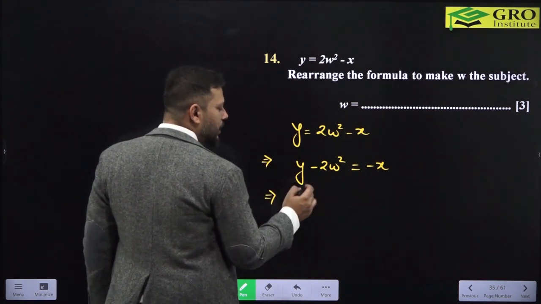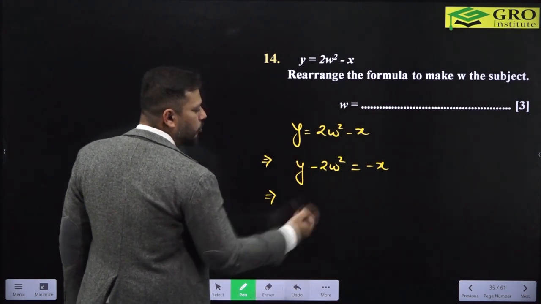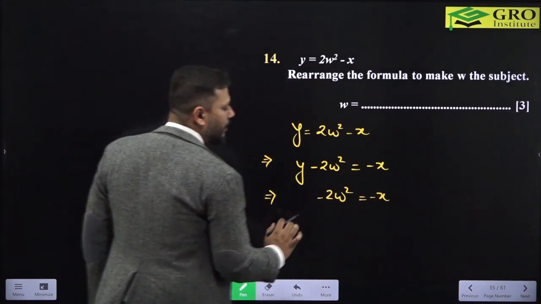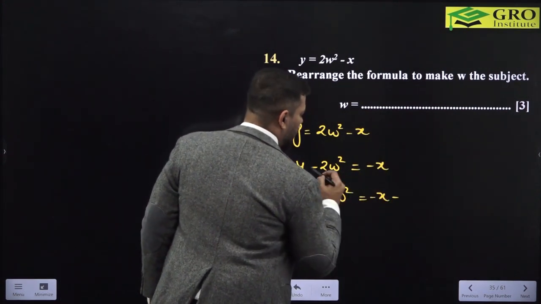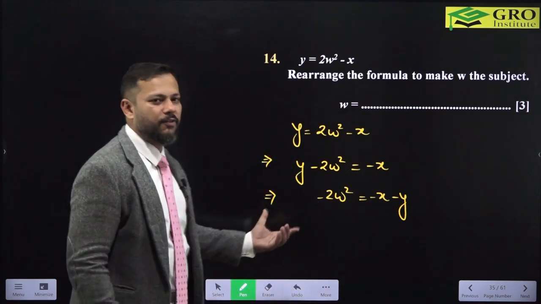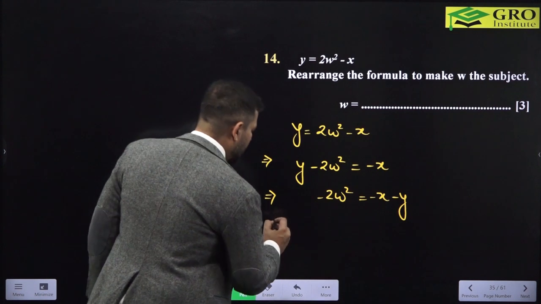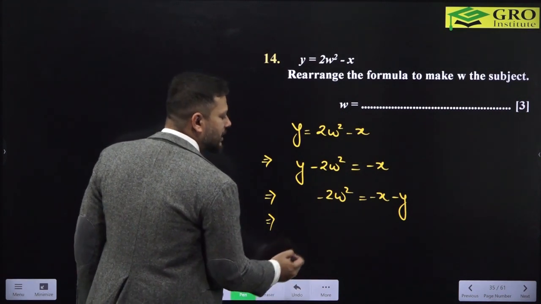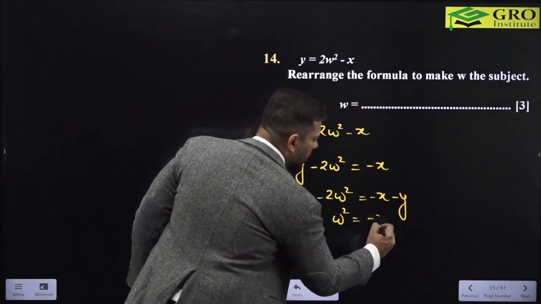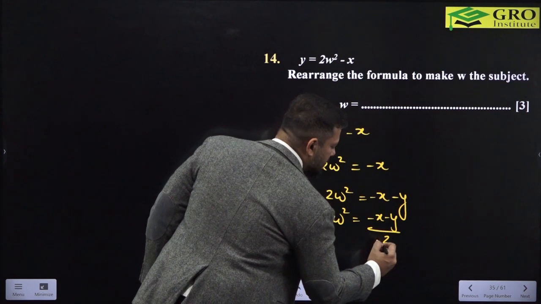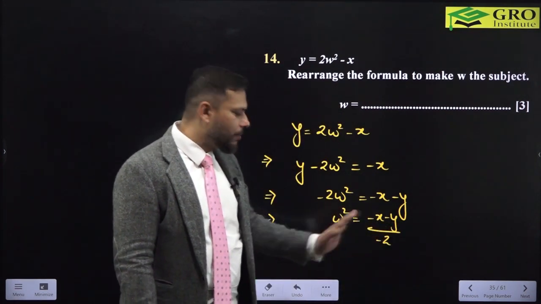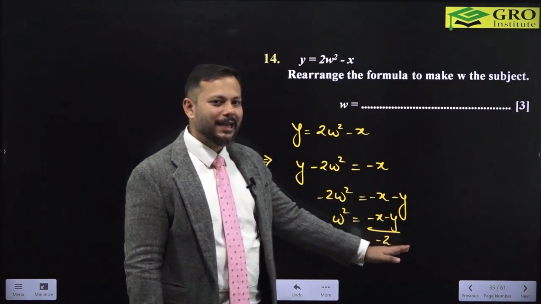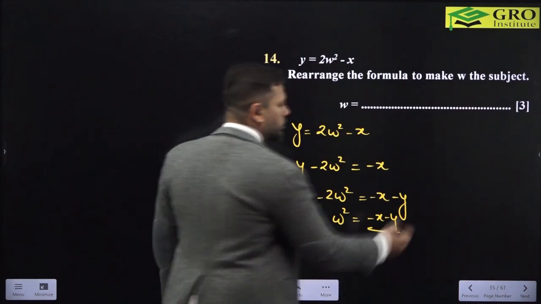Now I want w to be the subject, so this y needs to be removed from here. If I shift y to the other side, this minus 2w square remains as it is. This minus x is already here. Since y is a positive y, on the other side it becomes negative y. We have transposed it to the other side. Here we have a negative 2. This also needs to be removed, as I want only w on this side. So I will simply transpose this minus 2 to the other side. That will make x and y to be divided by minus 2, isn't it? This minus 2 is in multiplication here with w square, so it goes to the other side and divides the other terms over there. Now let us further solve it.